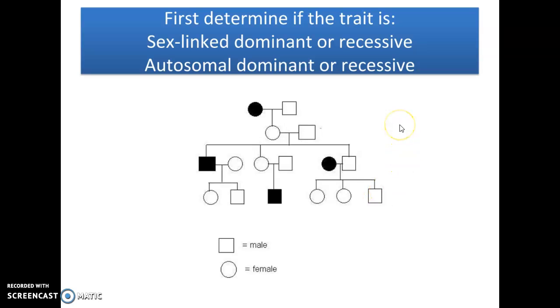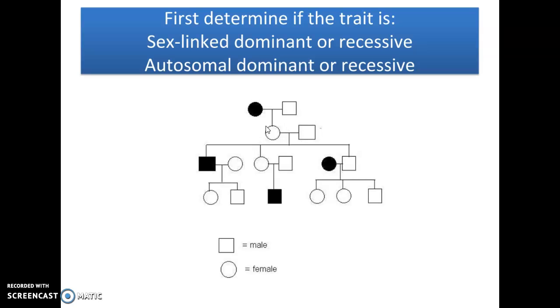And then to tell between dominant or recessive, we're going to look for the trait of recessiveness. And what we're going to look for in recessive genes is when a characteristic tends to skip a generation. So for example, here we have someone that has this trait, their daughter does not have the trait, but the son of that woman does have the trait. So it's skipped this generation. This is a really good sign that this is recessive.